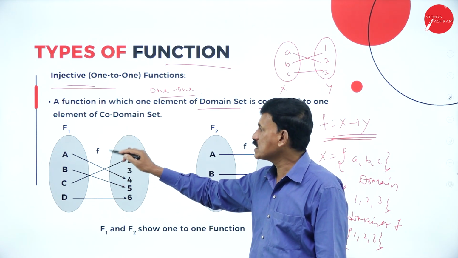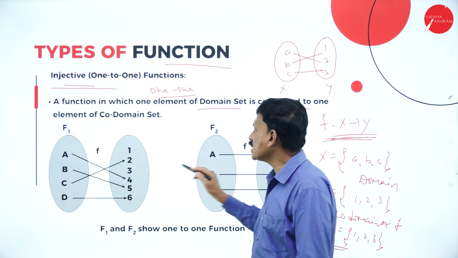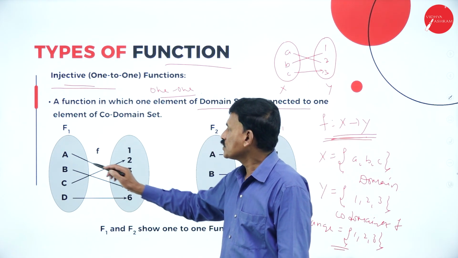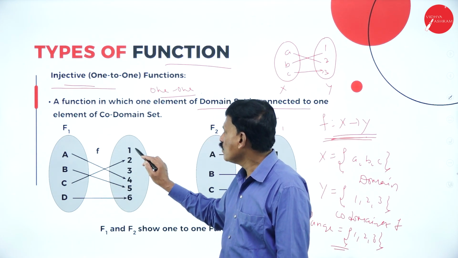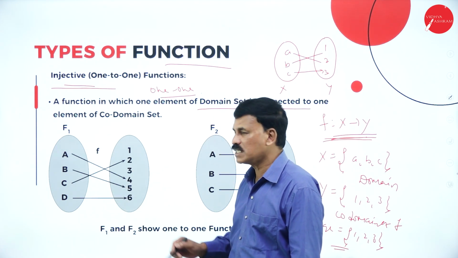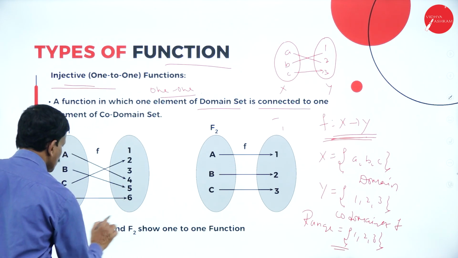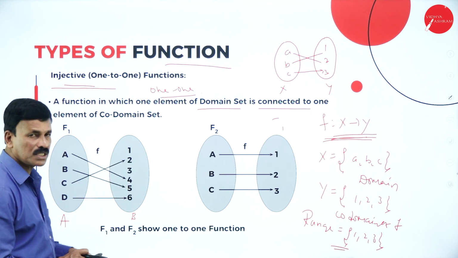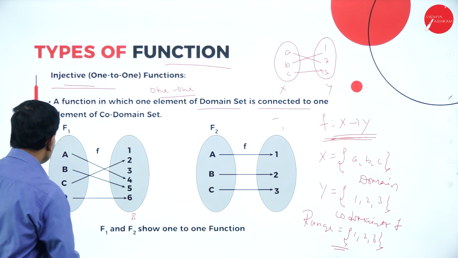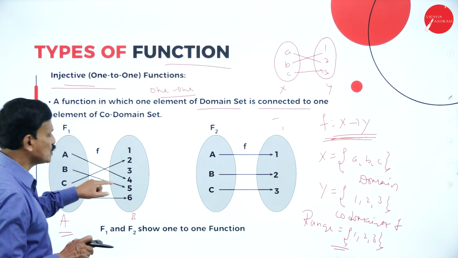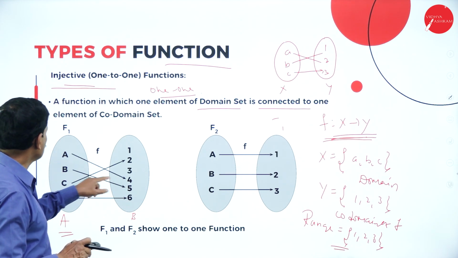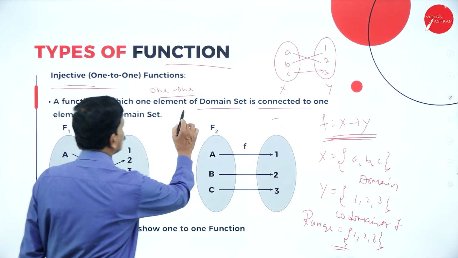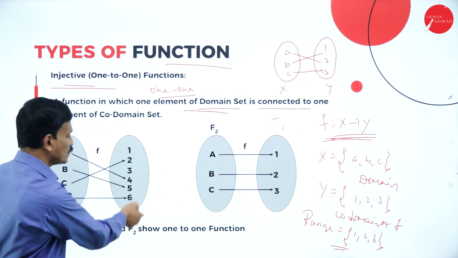Now, let us consider two sets. Here f1 and f2 are two functions. Check whether each is a one-one function or not. Let us consider A, B, C, D and 1, 2, 3, 4, 5, 6. The mapping is A to 4, B to 5, C to 2 and D to 6. Therefore, in f1, all the elements of A have a unique association: A to 4, B to 5, C to 2 and D to 6. That is, one element of the domain is connected to one element of the codomain set.